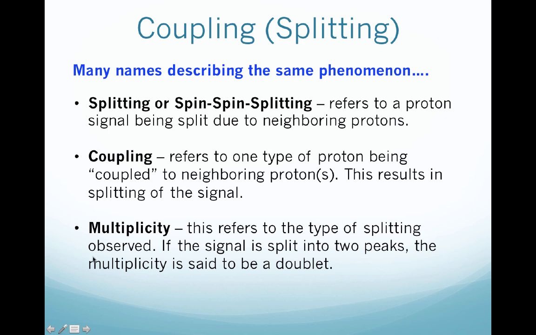And then finally, you'll sometimes hear the term multiplicity, and what this refers to is the type of splitting that is observed. For example, if you have a splitting into 2 lines, the multiplicity is considered a doublet. If the splitting is into 4 lines, the multiplicity is a quartet.